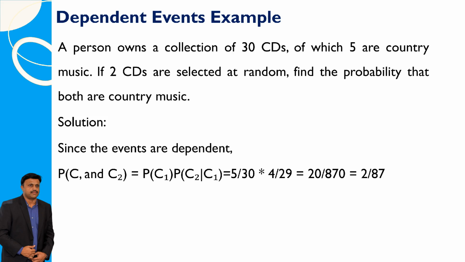A person has a collection of 30 CDs, including 5 country music CDs. To find the probability that two randomly selected CDs are both country music, calculate it as follows: since the events are dependent, the probability is P of C1 and C2 equals 2 out of 87.